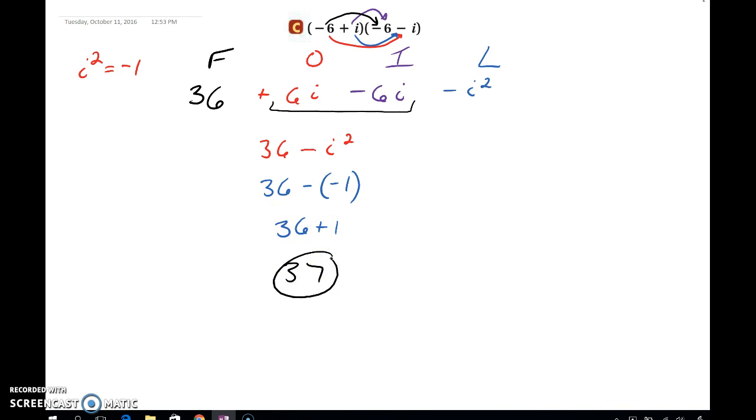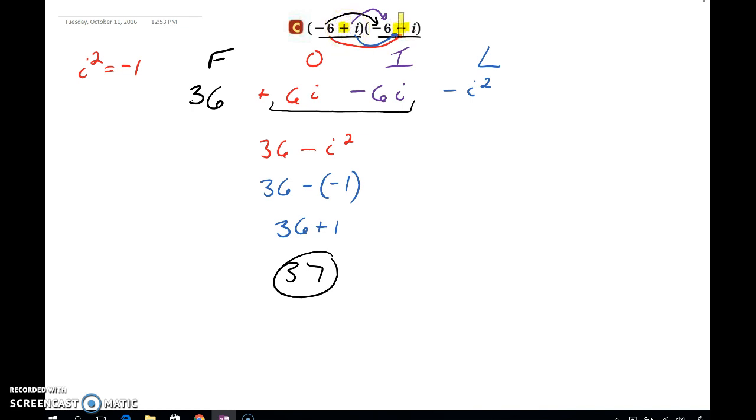Now, one of the things that we're going to talk about in the next video is you notice how here it was the exact same expression written. Negative 6 plus i, negative 6 minus i. It's the same numbers, negative 6 and i. The only difference is we have a minus sign and a plus sign.